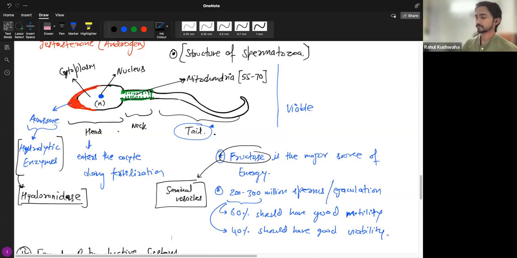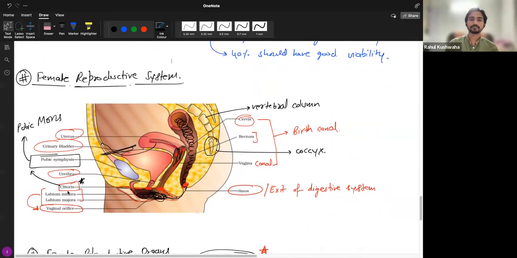Then, out of 100% of sperm, 60% should have good motility, or else the chances of fertilizing the ovum decrease. Another thing is viability or functionality. That means firstly it should be able to reach the ovum fast, and secondly it should be able to penetrate through the ovum. At least 40% of sperm should be viable, which means they have a good acrosome. Then we came to the female reproductive system.